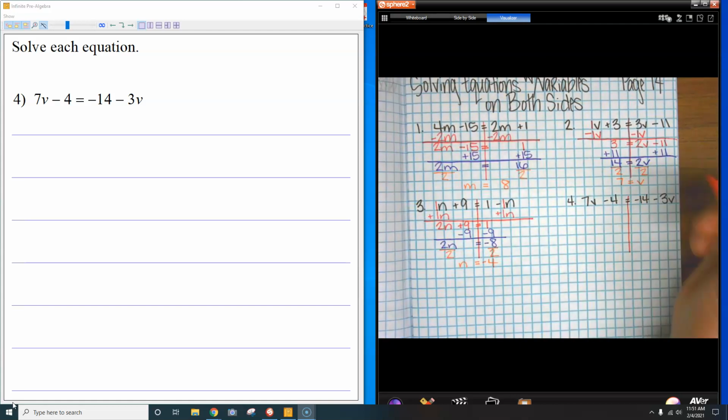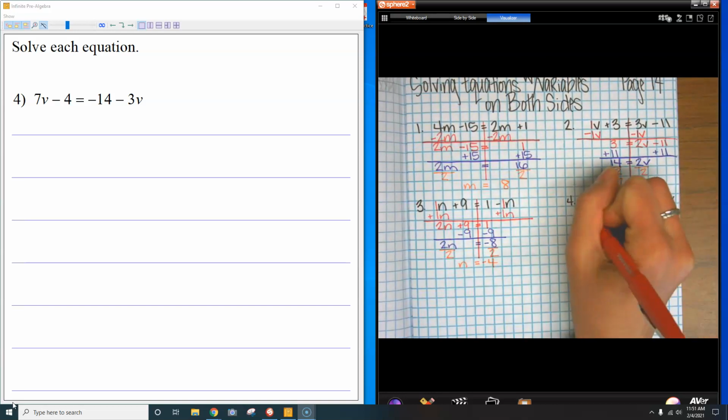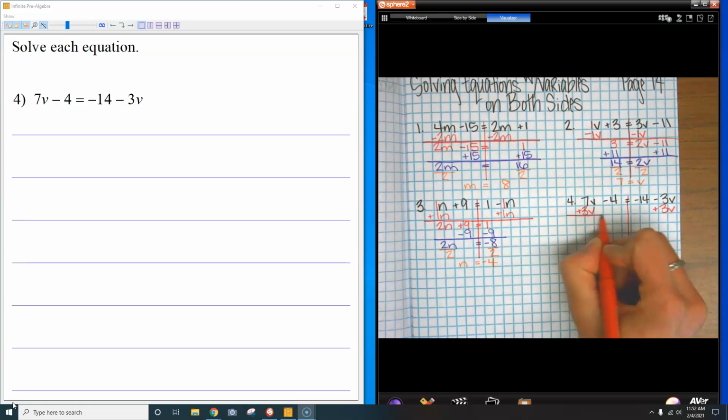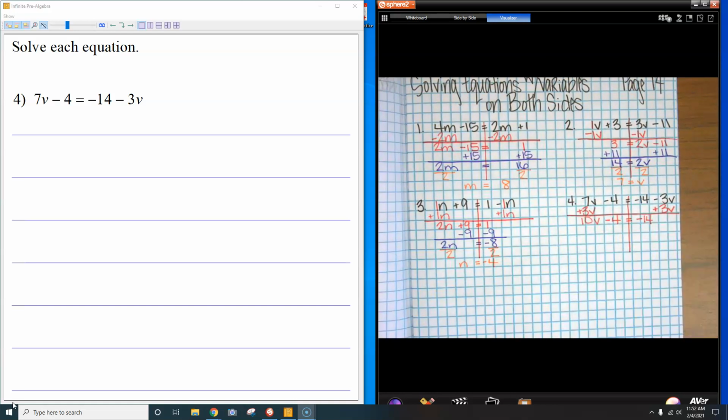It doesn't matter which one you move. I prefer to move negatives so that I can have positive variables. So from here, I have 10b minus 4 equals negative 14. I would like you to pause the video and see if you can do this next step on your own, and then resume the video and see if you got it right.